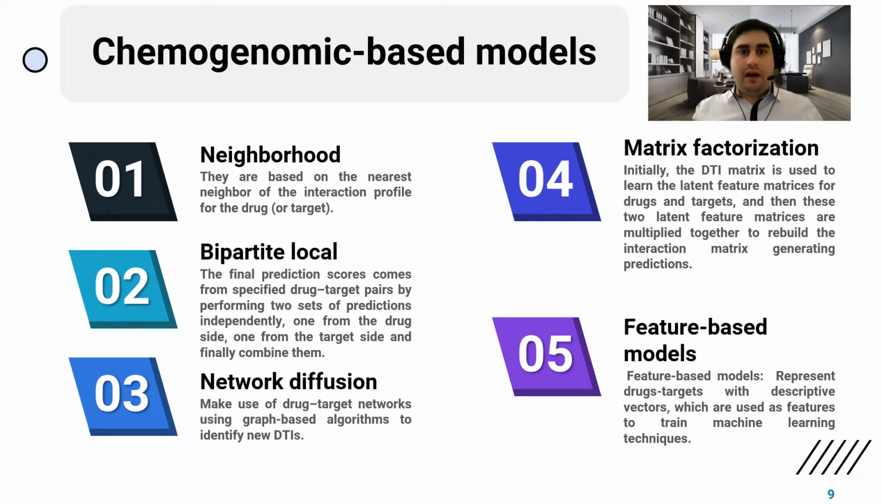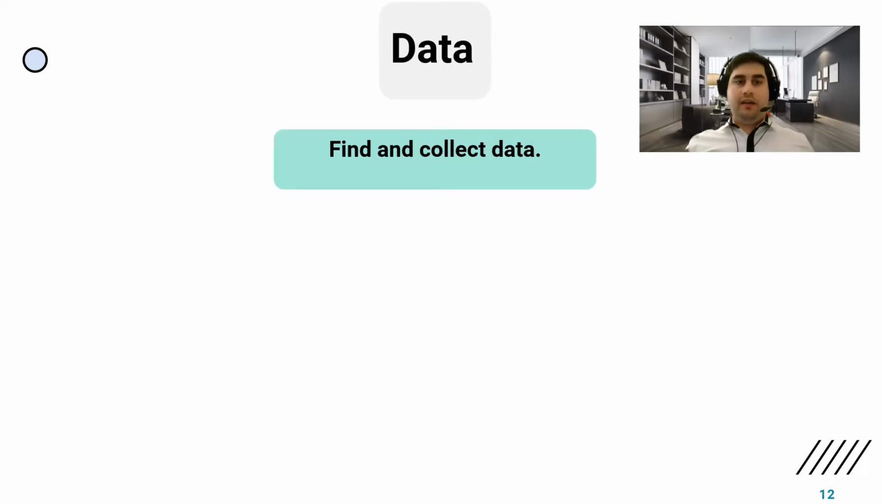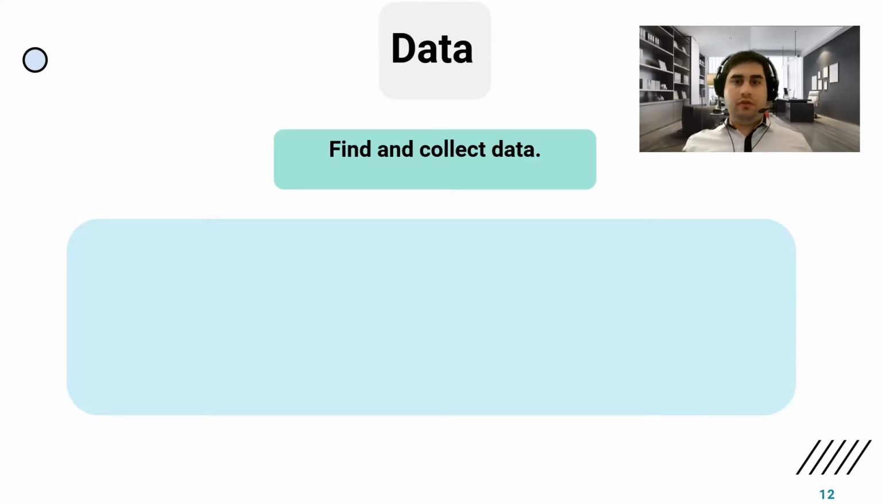Genomic-based models are further categorized into five subcategories. The network diffusion-based methods use the drug target networks and graph-based algorithms to identify new DTIs, but there are also feature-based methods, which represent drugs and targets with descriptive vectors that are then used as features to train machine learning techniques. For data preparation, the first thing we did was to collect the data.